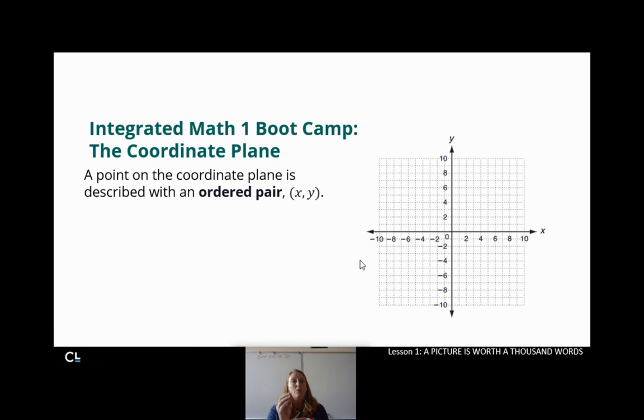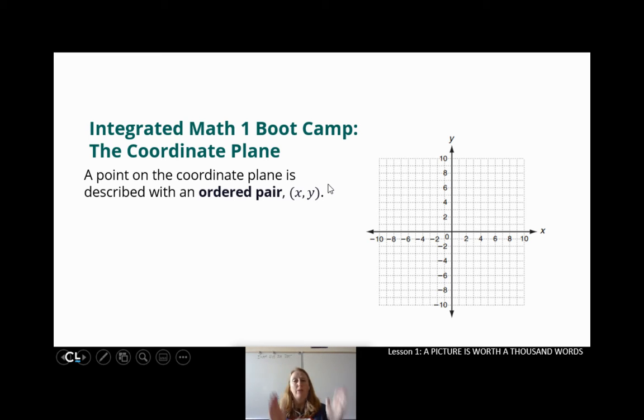Also, a reminder that when we describe a point on the coordinate plane, we do so with what we call an ordered pair, with an x coordinate and a y coordinate. Please notice it's alphabetical. Our x coordinate, which is our side to side, our x-axis, right? That's our horizontal guy. Our x coordinate is always the first number, and our y coordinate, the up and down, is always our second number.